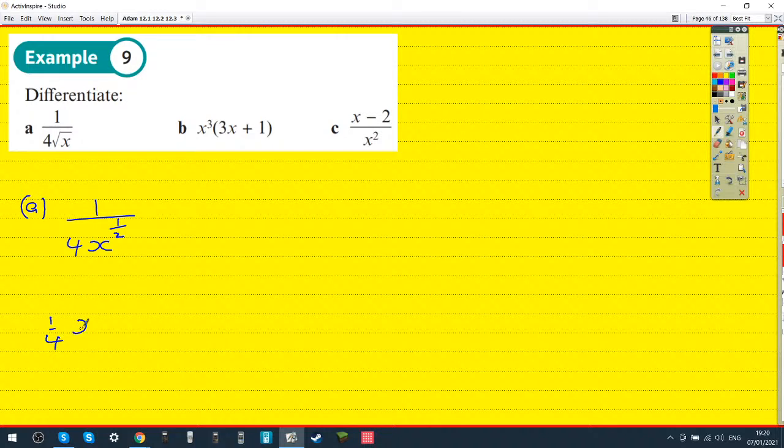The reason for that is BIDMAS. Indices before multiplying. Yeah. The index is connected only to the x, not to the 4. Okay, and differentiate. So would you multiply x cubed with the brackets first? We didn't differentiate this one. We just rewrote the question. Oh, yeah. Okay.